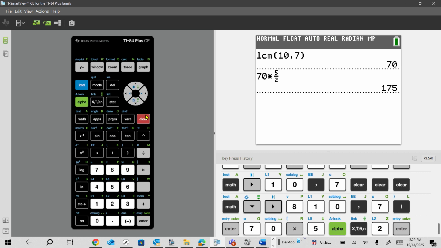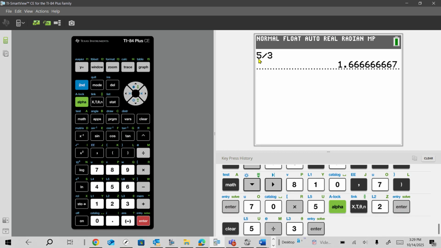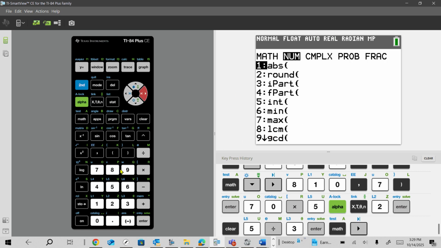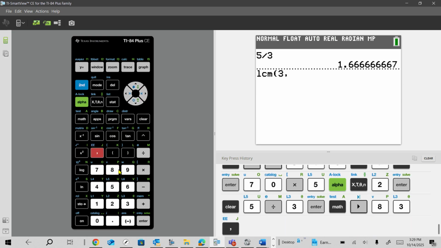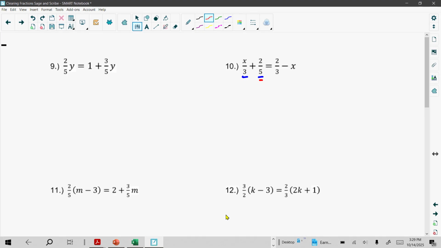So what you could do, I can just do the division. It gives me a decimal answer. So I need to think of multiples of 5 that 3 and 5 have in common, which is, if you're not sure, you can use your calculator, hit math, arrow to the right, pick number 8, which is LCM. We want the least common multiple between 3 and 5, which is 15. Okay, so that's what we're multiplying to clear out our fraction by. So I'm going to multiply by 15, everything by 15.